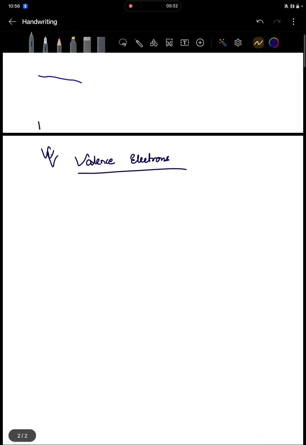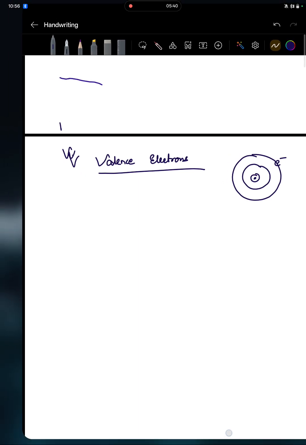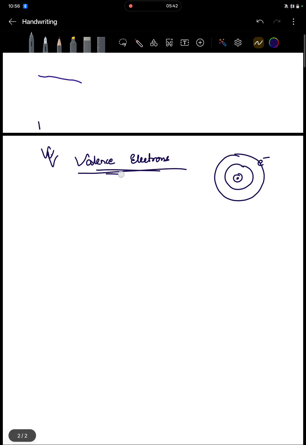The electron which is in the outermost orbit. This is the nucleus. The electrons which are in the outermost orbit of an atom are known as valence electrons. The outermost orbit can have a maximum of 8 electrons. So the maximum number of valence electrons can be only 8.